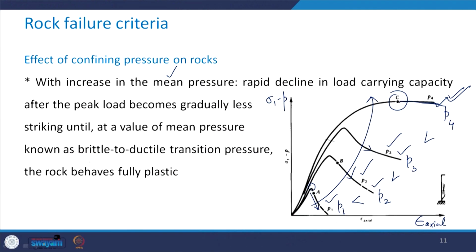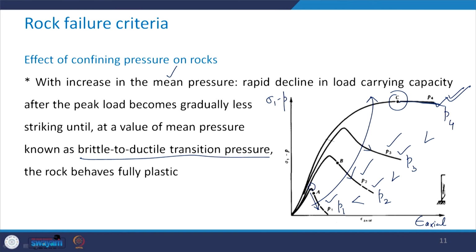So with increase in the mean pressure, there is a rapid decline in load carrying capacity after the peak load, and this rapid decline becomes gradually less striking as we increase the mean pressure. At a value of the mean pressure which is known as brittle to ductile transition pressure, the rock behaves fully elastic. This is a very important phenomenon in rock mechanics.